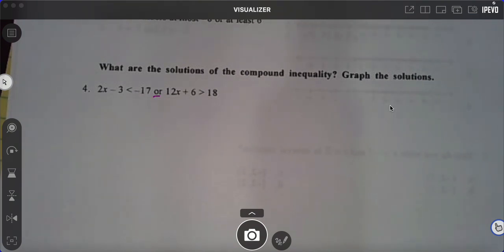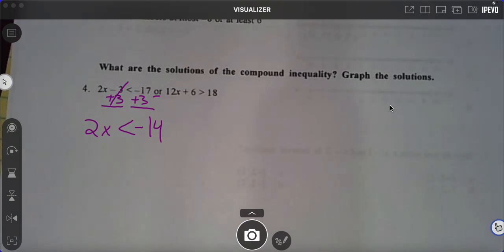So how do I solve the first one? 2x minus 3. What do I do first? Add 3. That's right. We are going to add 3. I think y'all can probably see this kind of on your paper better. But add 3 to both sides. Does everybody understand that? So I'll get 2x is less than -14. Is everybody okay with that part? That's part of the problem.